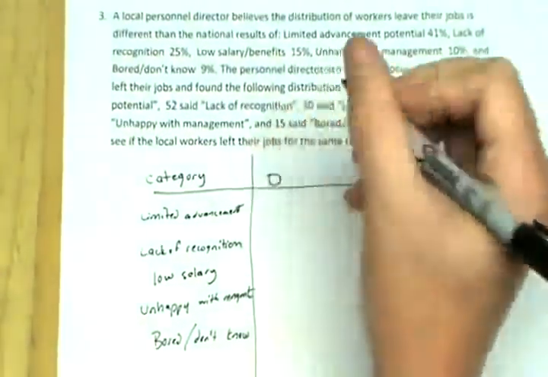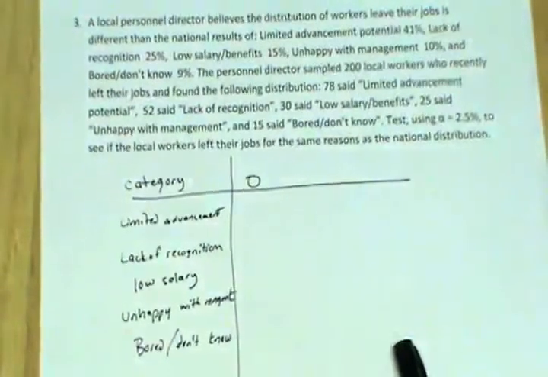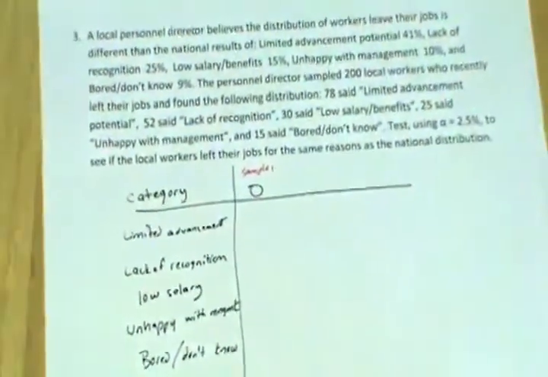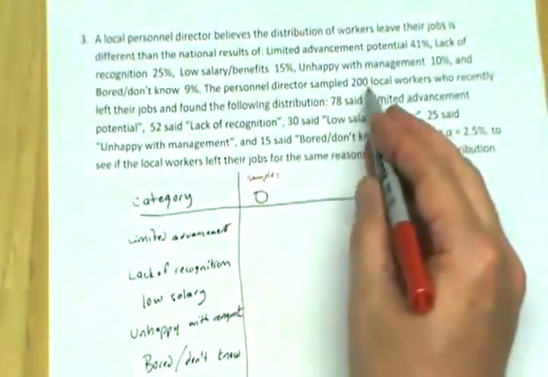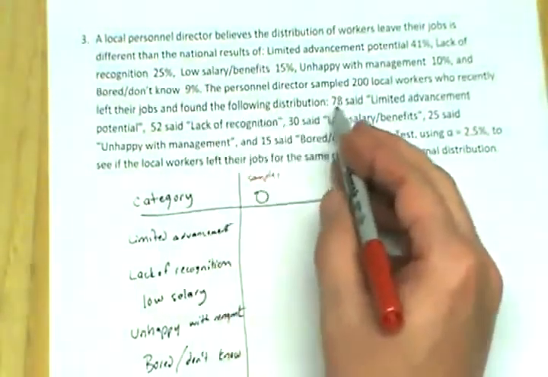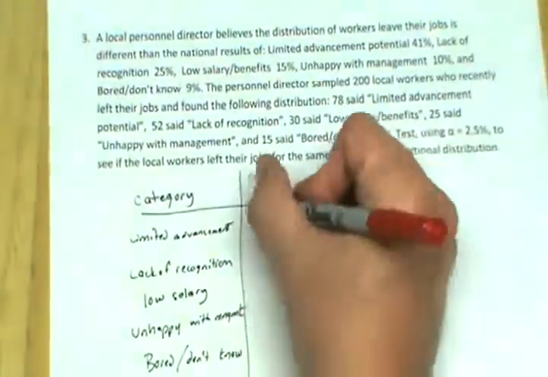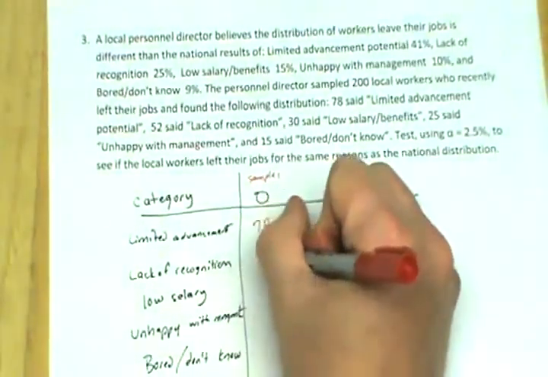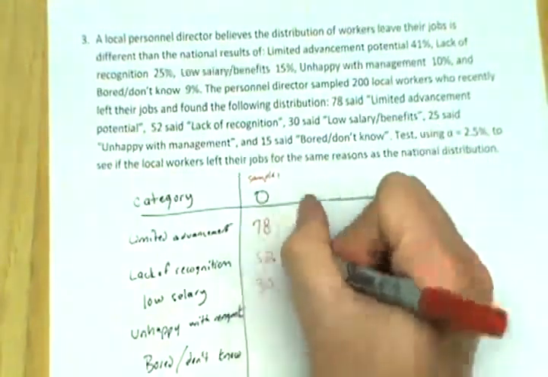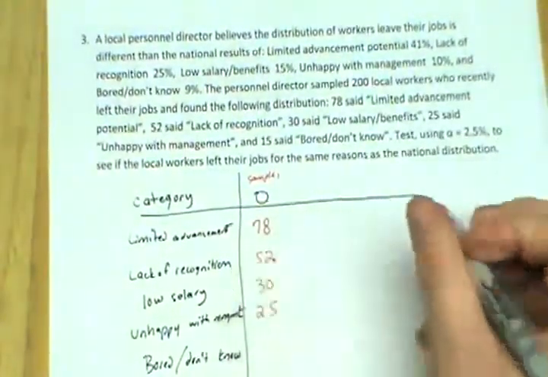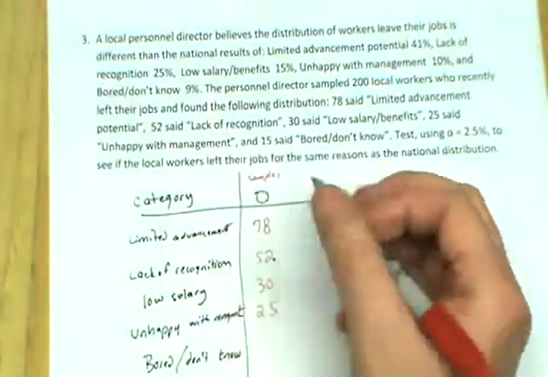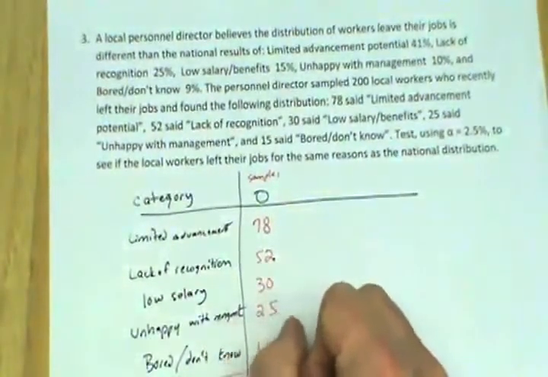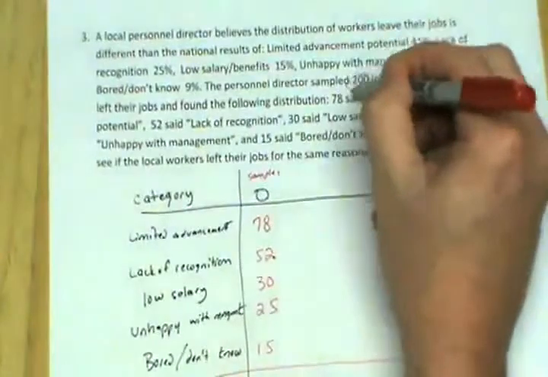Okay, the observed, this comes from your sample. So when it says that the personnel director sampled 200 people, this is what they found. 78 people said limited advancement potential, 78 here. 52 said lack of recognition. 30 said low salary or benefits. 25 people said unhappy with management, and then 15 said bored, don't know. That should give us a total of 200. We're going to add those up, but they also told us right here in the problem that it was 200.